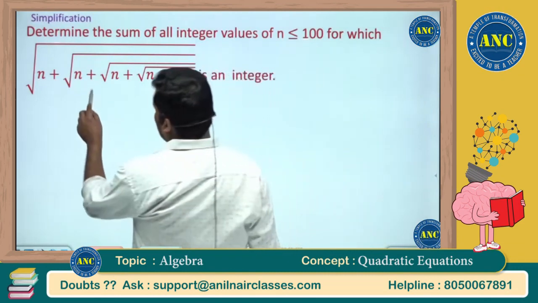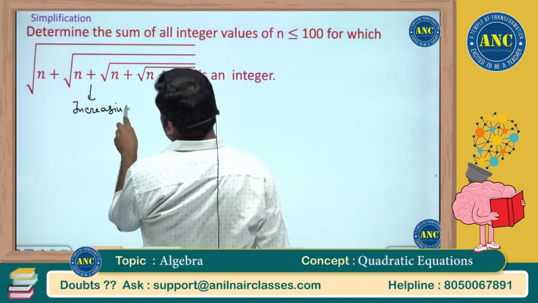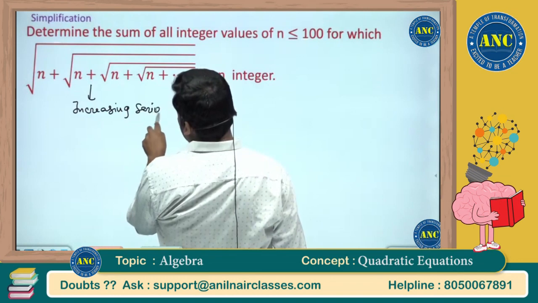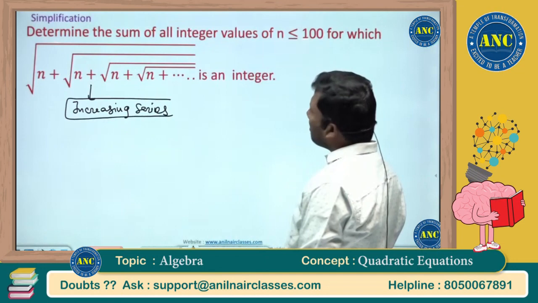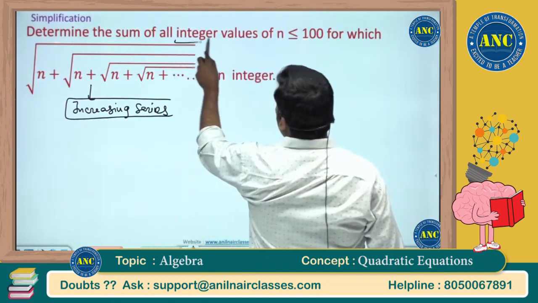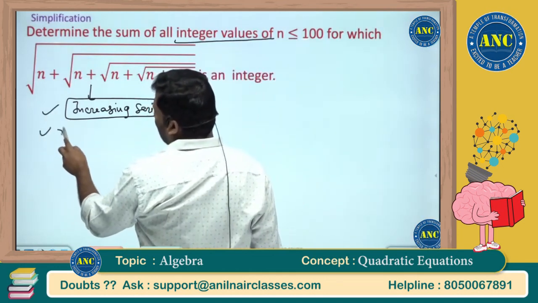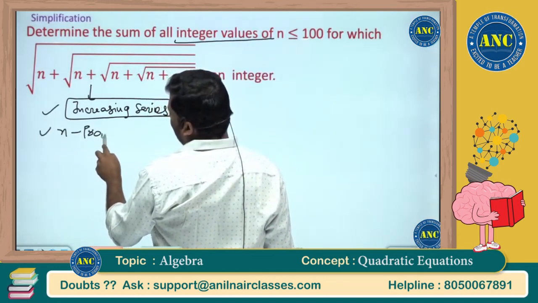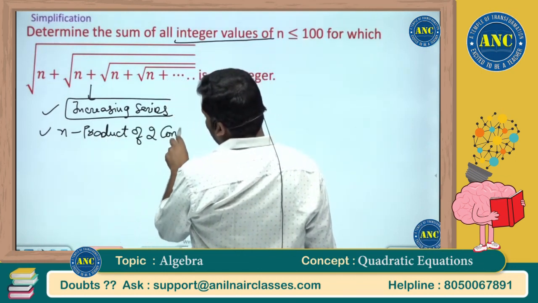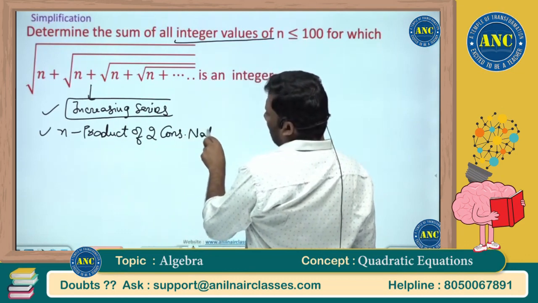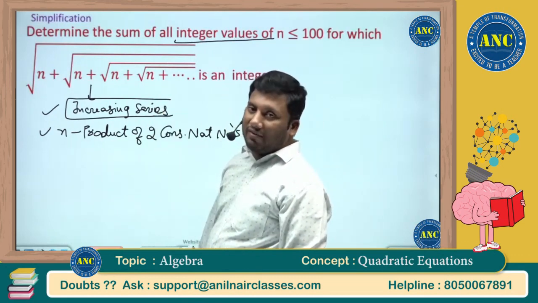First thing is, it's an increasing series. The first observation is, it is an increasing series. Determine the sum of all integers. I want all integral values. When will I get an integral value? When n can be written as a product of two consecutive natural numbers, then only I will get an integer.